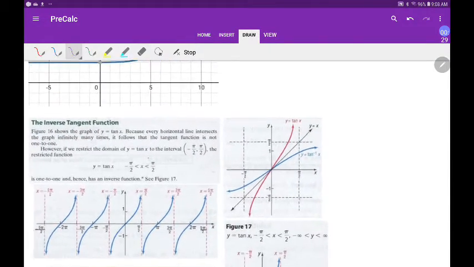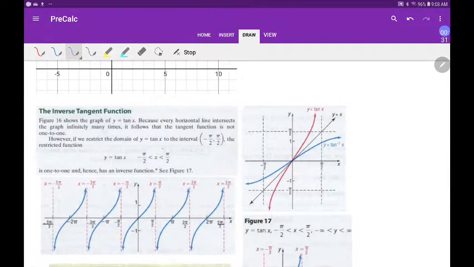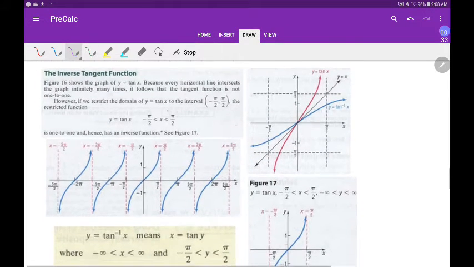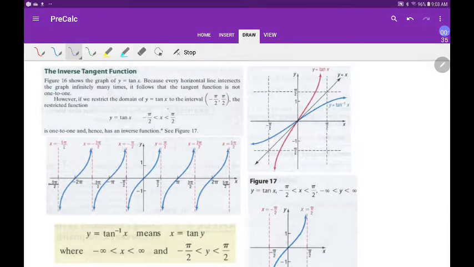Then I want to introduce the inverse tangent function. I don't think I've formally done this. I've done sine and cosine, but you can see that it fails the horizontal line test badly. Here's a horizontal line, more or less, and it fails.